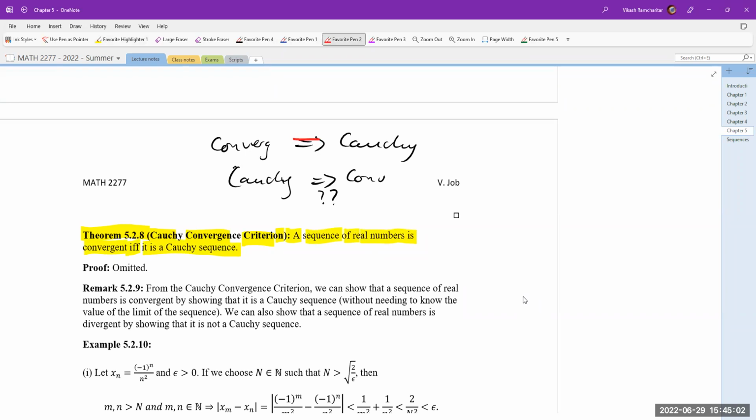Well, we already proved this direction, right? We already proved this direction. This theorem is giving us the proof of the other direction. Okay, but it needs to be a sequence of real numbers. In other words, xn needs to be a sequence in R. Okay, it has to be a sequence in R for it to work.